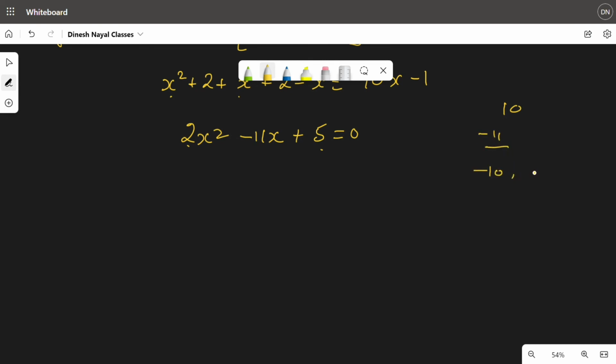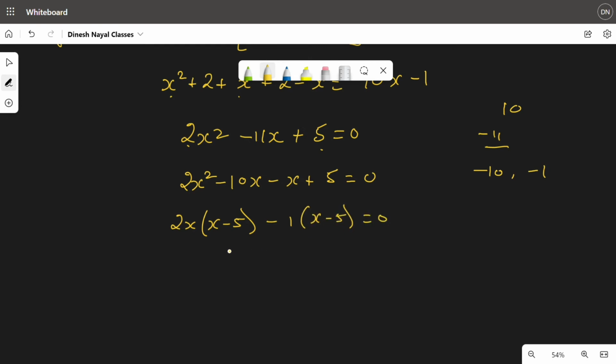Minus production. So minus 10 and minus 1 are the 2 numbers that we are taking. So this will be 2x square minus 10x minus x plus 5 equals 0. Taking 2x common, this will be x minus 5. And then minus 1 common, this will be x minus 5 equals 0. Now you can take x minus 5 common. This will be 2x minus 1. So again we have two answers, x minus 5 equal to 0. That means x equals 5.